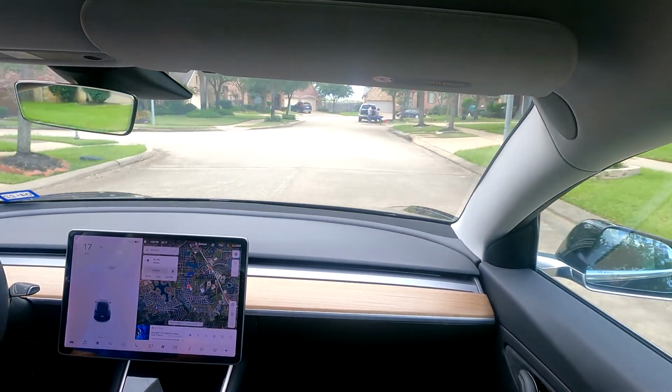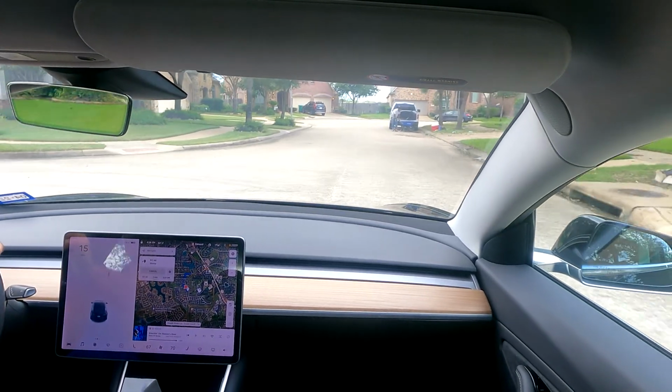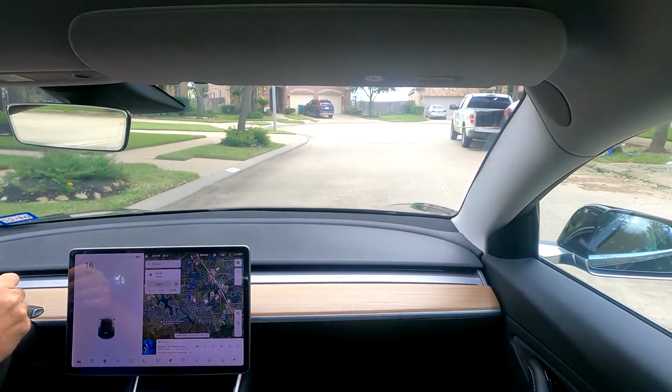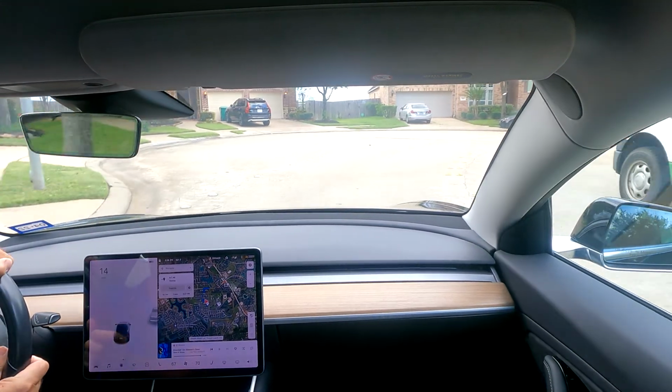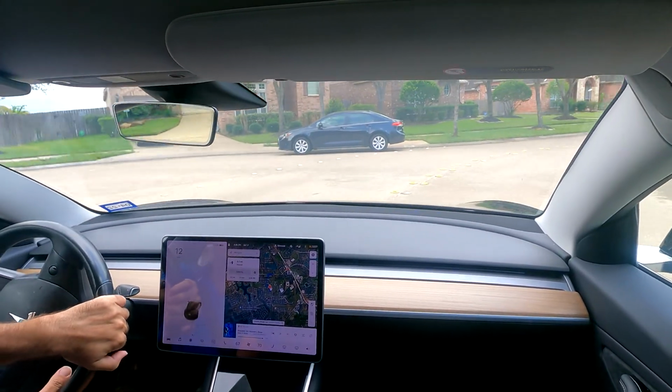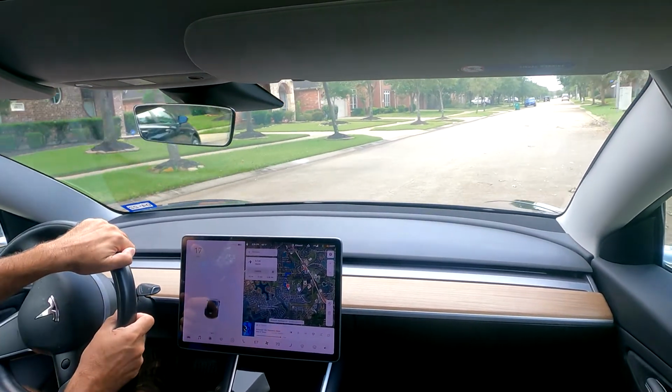So switching away from radar to vision only is clearly the way to go. And I cannot wait to see that in action, hopefully in a week's time.